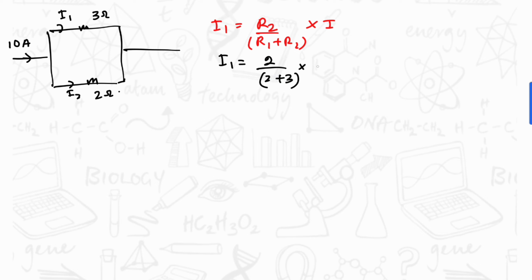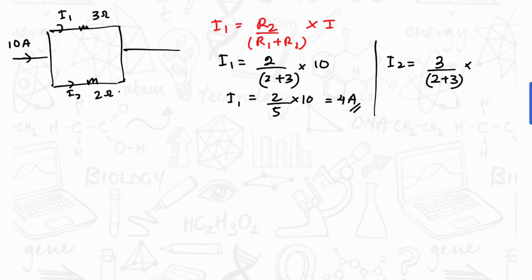Using this, let's try out that example. To find I1, we have this equation. So I1 will be equal to R2, which is 2, divided by 2 plus 3, times I, which is 10. Therefore, we get 4 amperes. Similarly, to find I2, we have R1, that is 3, divided by 2 plus 3, times 10, that is 6 amperes.